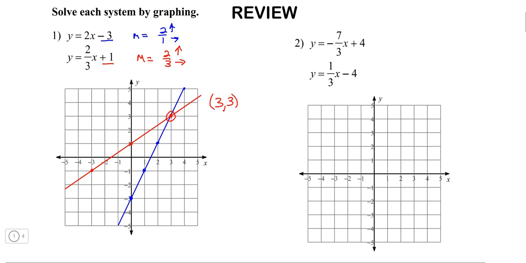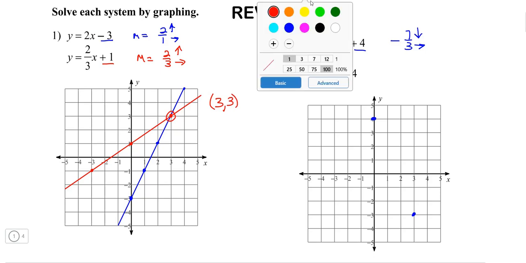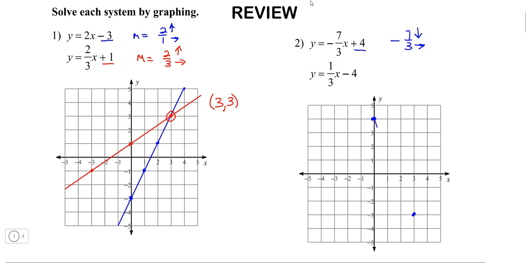All right, let's go ahead and do the second problem here. So y equals negative 7/3 x plus 4. Our y-intercept is positive 4. So we're going to put a point on positive 4 on the y-axis. And our slope is negative 7/3. That means we're going down 7 and right 3. Do we have room to go down 7? Yes, we do. So down 7, and right 3. That's right here. So let's get our straight edge. Draw our line and extend it in both directions.